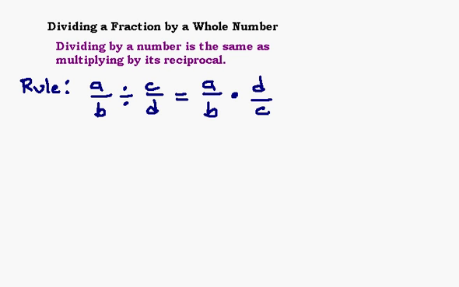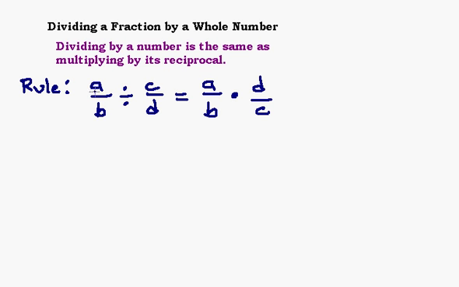In this video, we're going to talk about how to divide a fraction by a whole number. So let's remember what we know already about dividing with fractions. In purple here, we have our golden rule of fractions in words, which says dividing by a number is the same as multiplying by its reciprocal.